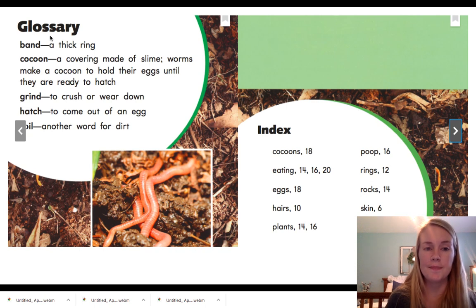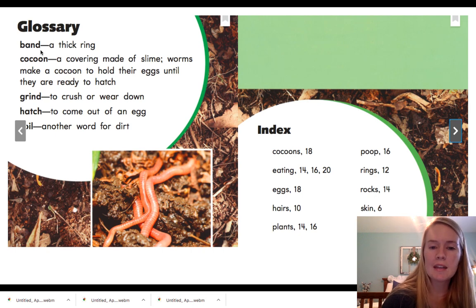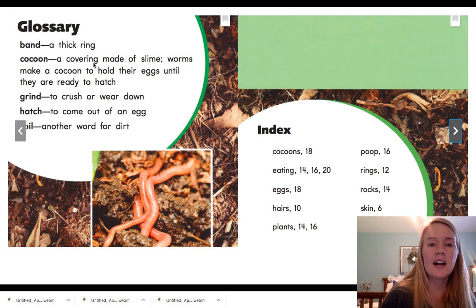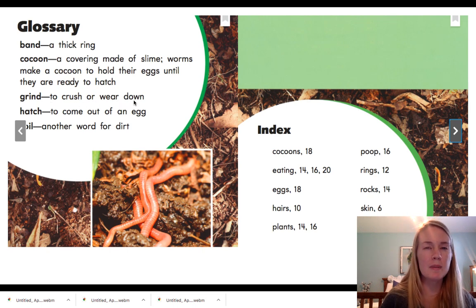Here's our glossary again. Let's go over the other words on this glossary. We have band. Band is the thick ring near the worm's neck. We can look back in the book if we don't remember what it is. Cocoon is a covering made of slime. Worms make a cocoon to hold their eggs until they are ready to hatch. Grind. To crush or wear down. Remember, they eat rocks to grind their food, to crush their food. Hatch. To come out of an egg. And soil. Another word for dirt. Soil means dirt.